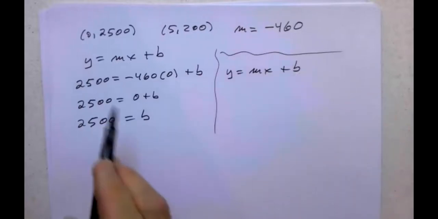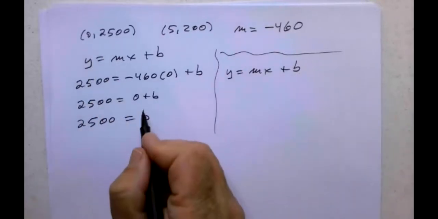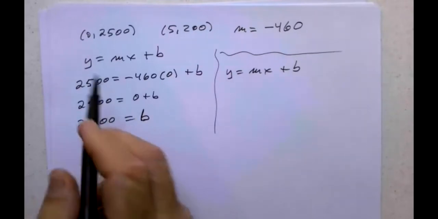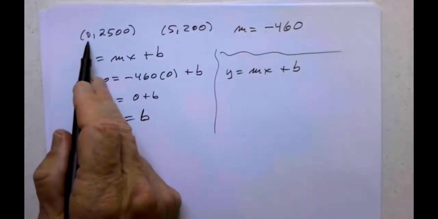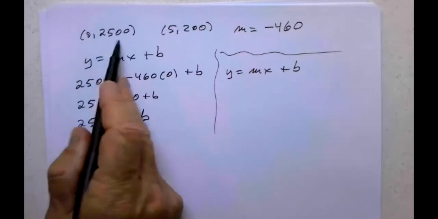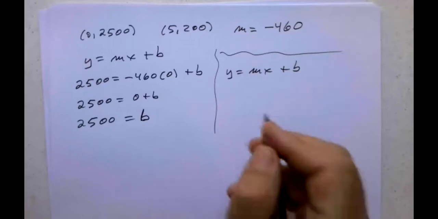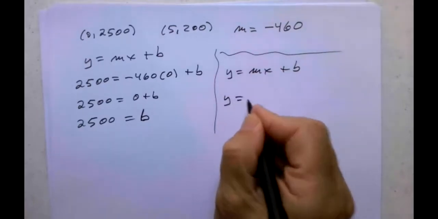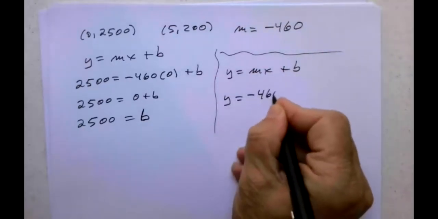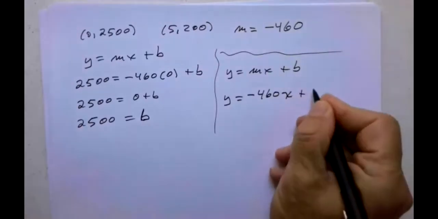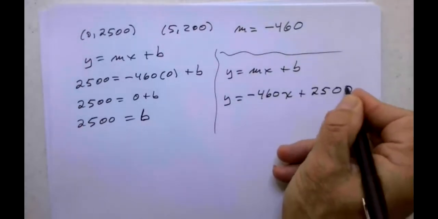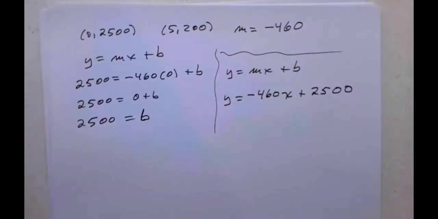But I want you to notice something. You might have been able to identify immediately that b is 2,500. If the x value is 0, the y value is 2,500. That is the y-intercept. So we will say y equals mx plus b: negative 460x plus 2,500. So let's go to Desmos and take a look at those points and see if we can graph them.